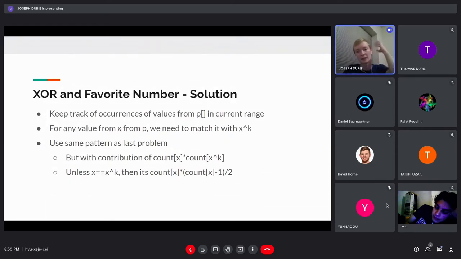But yeah, in the other case, you're basically taking the number where P_i equals X and multiplying it by the number where P_i equals X XOR K. And that's the contribution for a value of P_i equals X. And then now we can use the same idea as before and subtract out this contribution, then update count X and add this contribution back. Does that make sense?